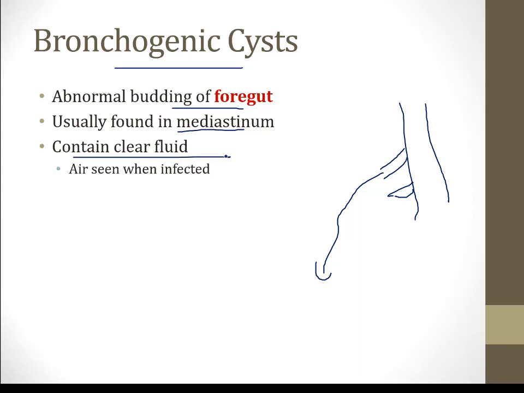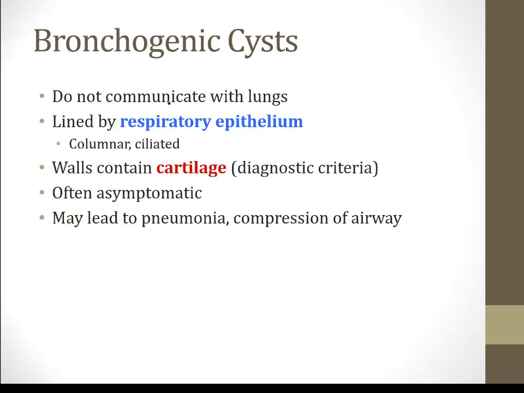They contain clear fluid in most cases, but if they develop infection, which can sometimes happen, you can sometimes see an air fluid level inside of the cyst. Some other details of bronchogenic cysts are shown on this slide. They do not communicate with lungs. As I just showed you, they bud off of the foregut and don't grow any further, so they will never have a connection to the future lungs that develop.